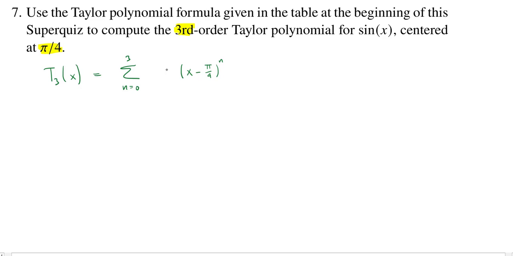And now we want the coefficient. So we will always have divided by n factorial. And in the numerator, we're going to get the nth derivative of the function. In this case, our function is sine of x. So that's our f, and we want to evaluate this at the center. The center here is pi over 4.